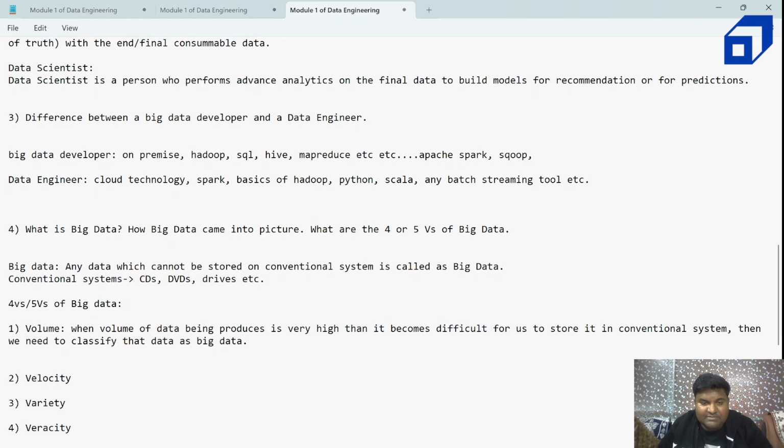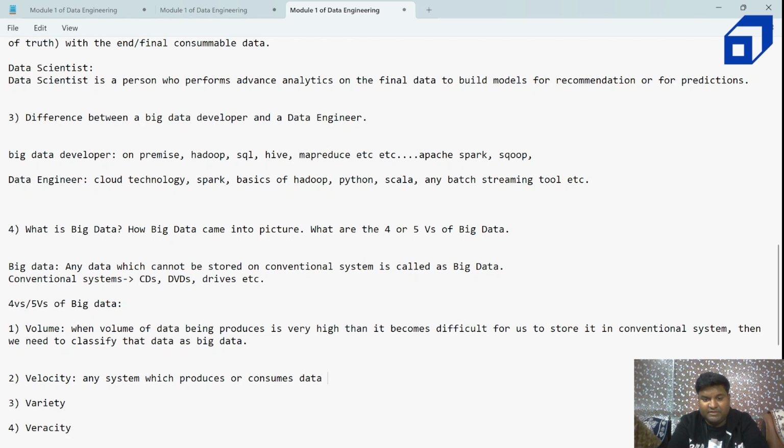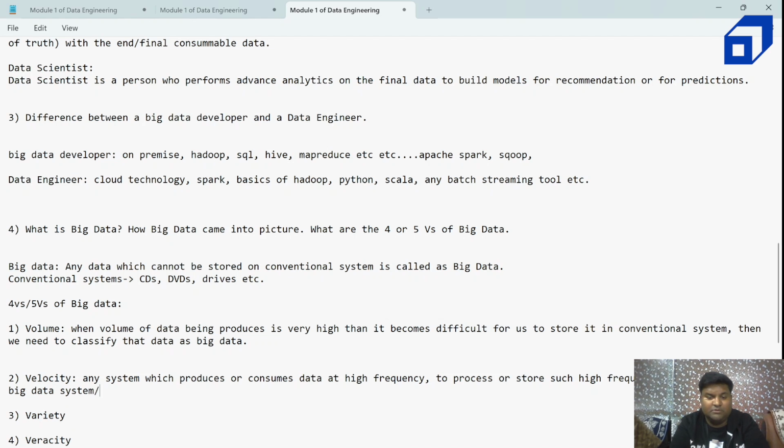So whenever a transaction is happening, a messaging queue is triggered, alerting me that some transaction happened. Basically, an amount got deducted from my account. The same amount went to the merchant, and the merchant will be notified as well, right? So all these messages, all this velocity of data transfer, happen so fast that we need a big data processing system for this kind of data. That's why for any system which produces or consumes data at high frequency, to process or store such high-frequency data, we need a big data system or framework.